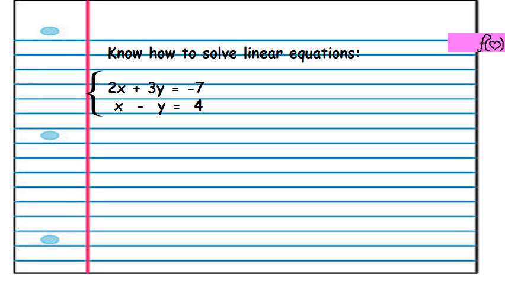Know how to solve a linear system of equations. You can either use elimination or you can use substitution. I like using elimination. And what I'm going to do is multiply the bottom one here to get rid of my y's.